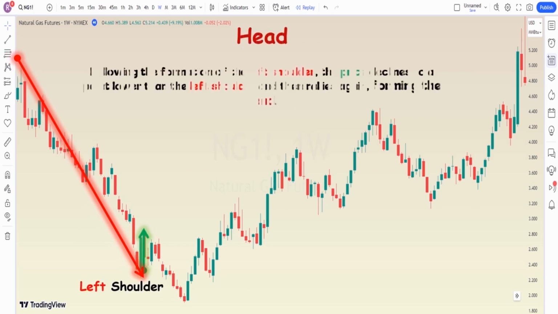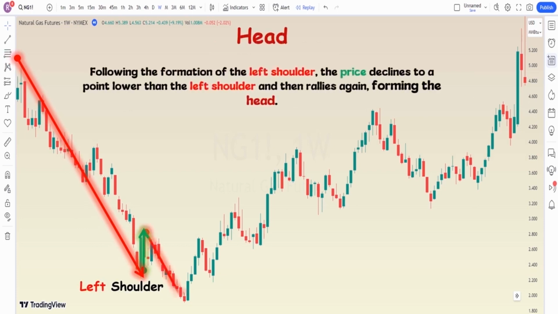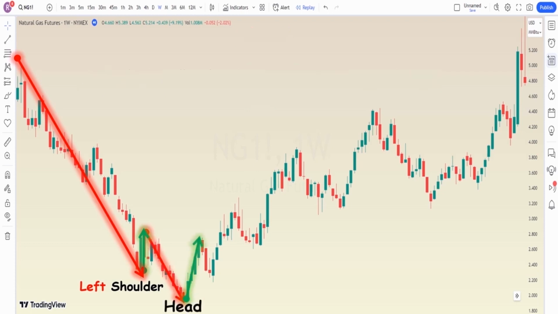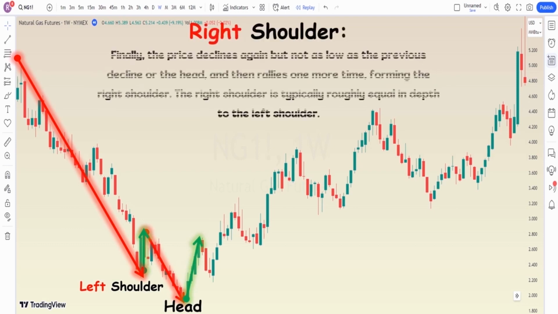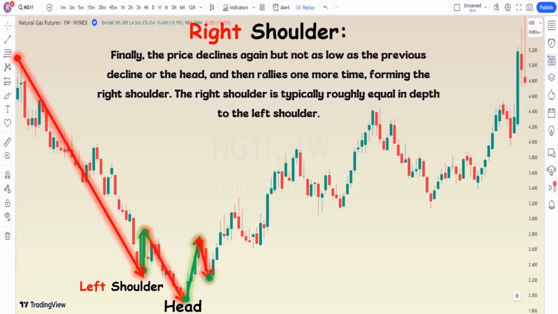Head. Following the formation of the left shoulder, the price declines to a point lower than the left shoulder and then rallies again, forming the head. Right shoulder. Finally, the price declines again but not as low as the previous decline or the head, and then rallies one more time, forming the right shoulder. The right shoulder is typically roughly equal in depth to the left shoulder.